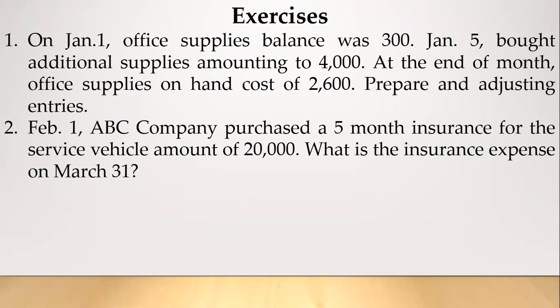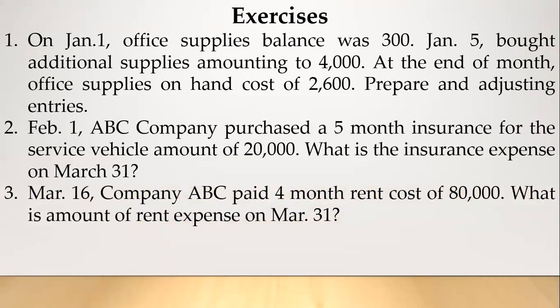Number 2, February 1, ABC Company purchased a 5-month insurance for the service vehicle, amount of 20,000. What is the insurance expense on March 31? And number 3, March 16, Company ABC paid 4-month rent costing 80,000. What is the amount of rent expense on March 31?